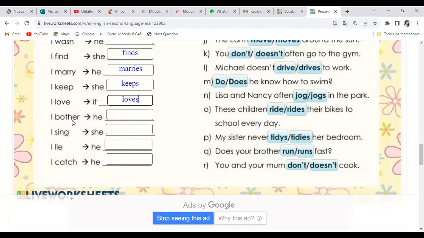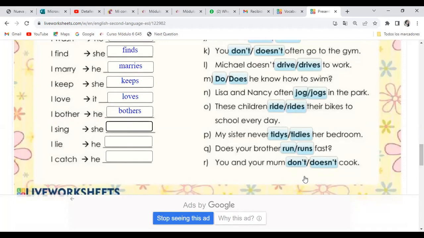Bother se puede confundir con brother, chicos, pero no. Bother es un verbo que significa molestar. Por ejemplo, he bothers me a lot. Él me molesta mucho. He bothers me a lot. What about the verb sing? Ella canta. ¿Quién me la dice? Anybody? She sings. Muy bien. She sings.